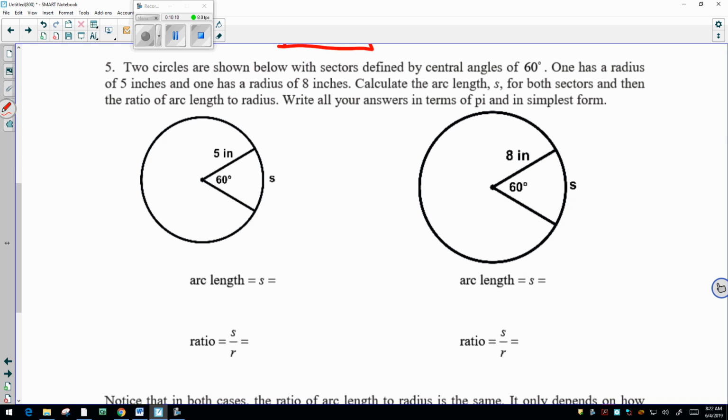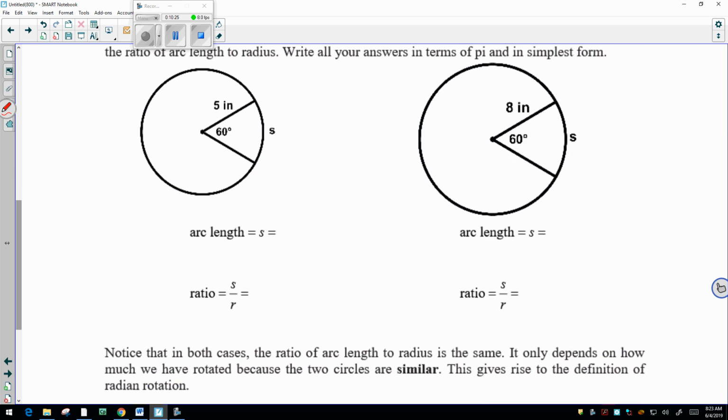All circles are similar. We have to calculate the arc length for both of the sectors, and then we're going to find what's the ratio of the arc length to the radius. And we're going to keep it all in terms of pi and in simplest form, meaning reduce any fractions. All right, anytime we want to reduce fractions, remember on your Inspire menu, 2, and then press enter. That is going to reduce your fractions for you.